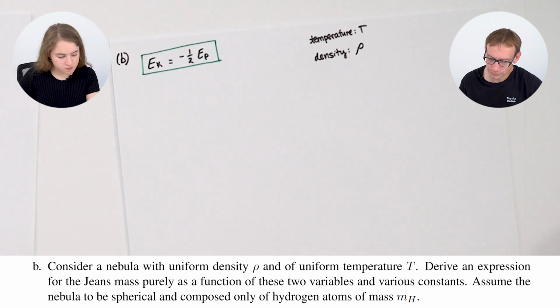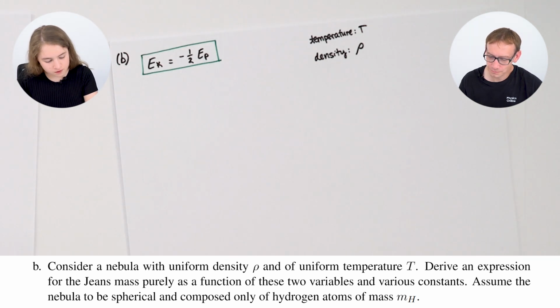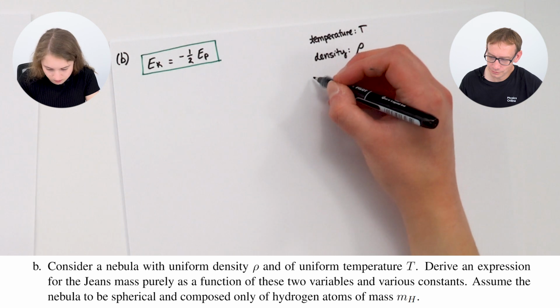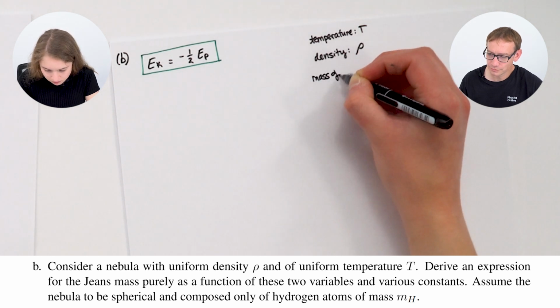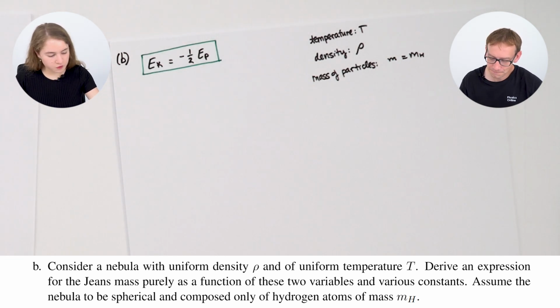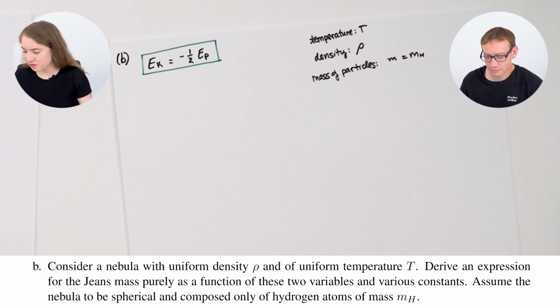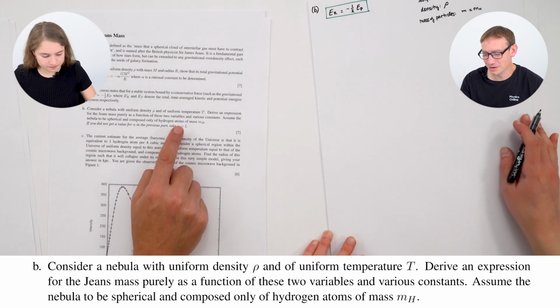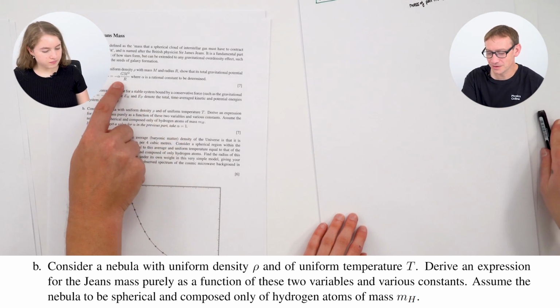Derive an expression for the Jeans mass purely as a function of these two variables and various constants. Assume the nebula to be spherical and composed only of hydrogen atoms of mass m_H. So we know that the mass of each particle is going to be m_H, because that's what they've told you to assume. They've also helpfully told you what value to use for alpha if you didn't get one in part A, but we have got the correct value of alpha in part A, so we're going to use that. And that's a clue that if you know the value of alpha, you're going to have to use this equation up here.